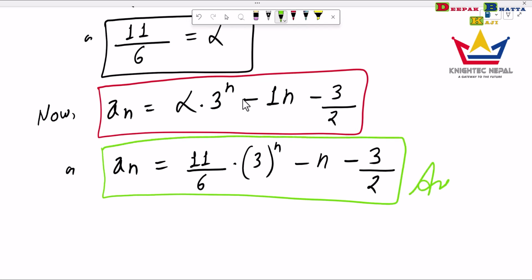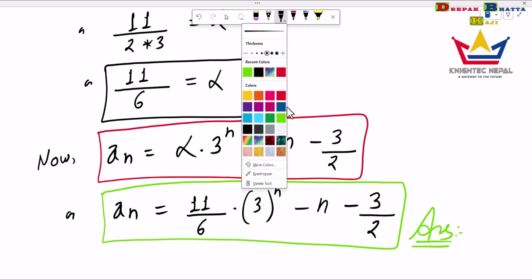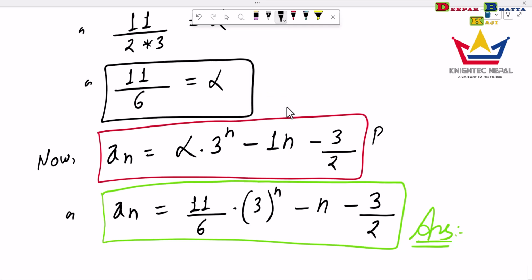So it will take a long time to solve this numerical. So hope you understand. So here we are putting the value of alpha, right? So don't get confused. So we are putting the value of alpha, right?